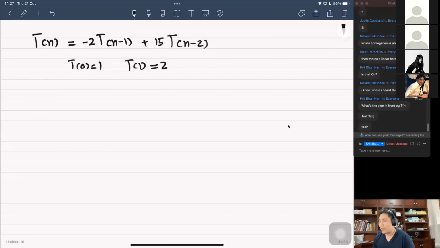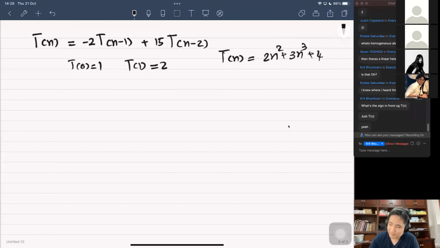Okay, so we want to find exactly what is T of n, right? We want to find the closed form of this. That means I want to know, like, is this guy like 2n squared plus 3n cubed plus 4 or something? Some closed form that you don't have to use a for loop to compute. Okay, that's what we wanted.